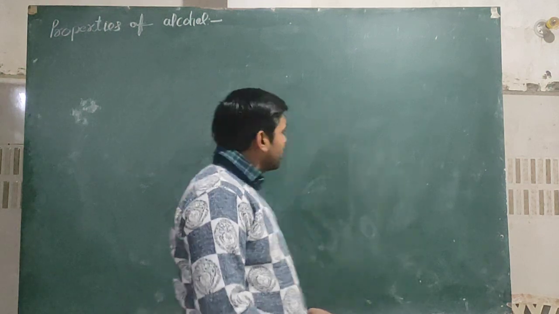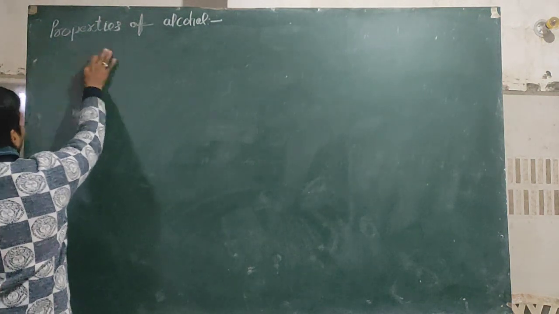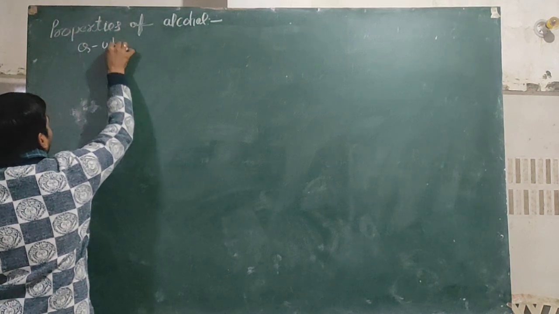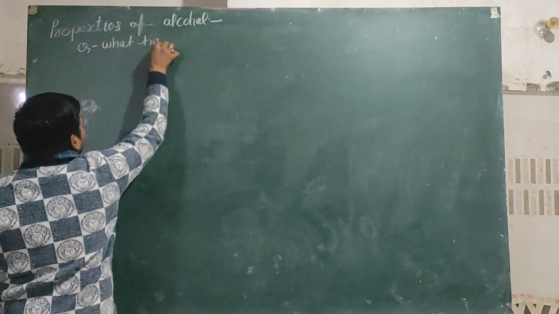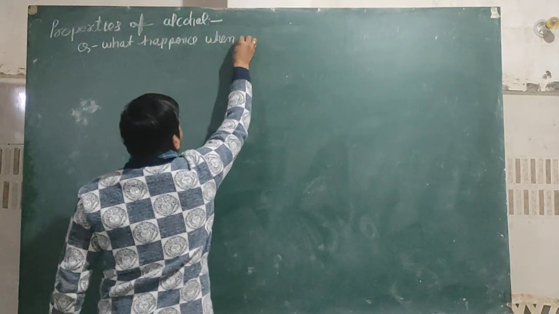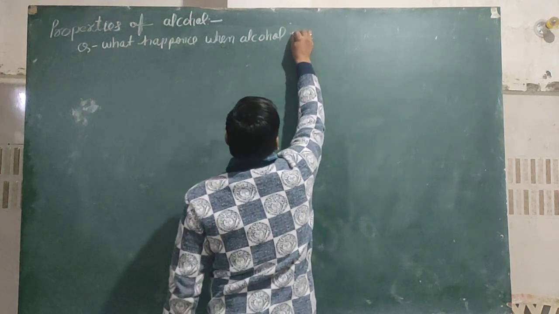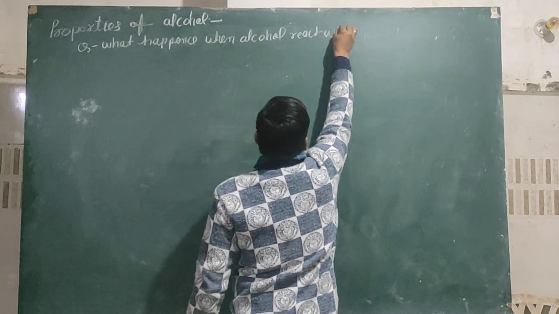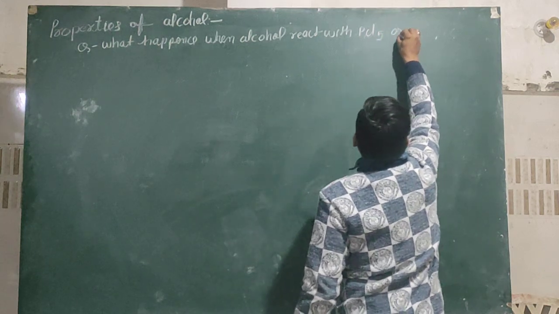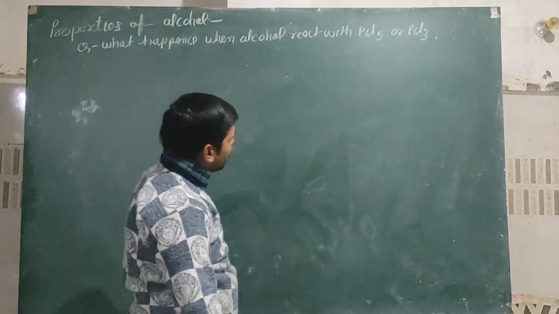Okay, let us start. What happens when alcohol reacts with PCl5 or PCl3, phosphorus pentachloride or phosphorus trichloride?